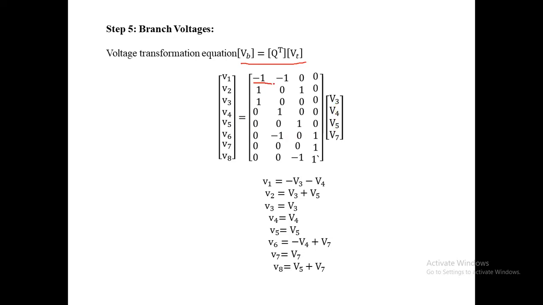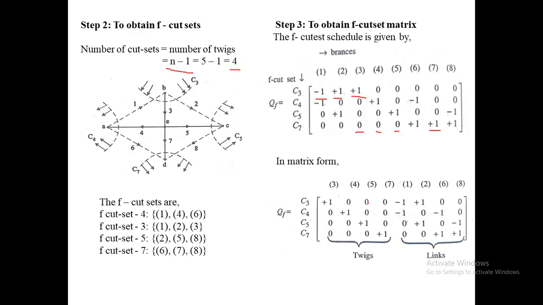We have to multiply this row into column. We can get this equation. Otherwise, from the cut set matrix also we can directly write the voltage equations. Here, this V3, this V1. Here, we have to consider this column as voltage: V3, V4, V5, V7, V1, V2, V6, V8.